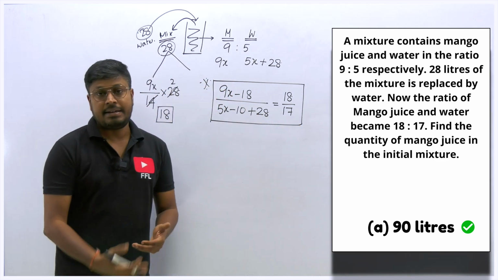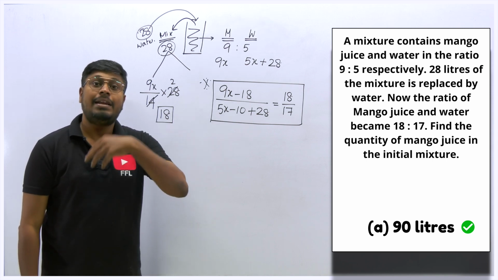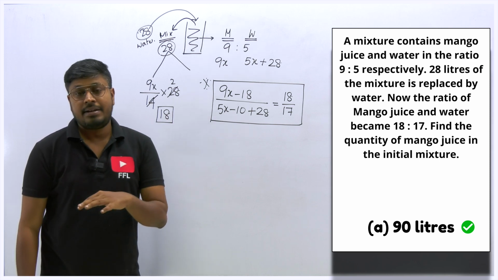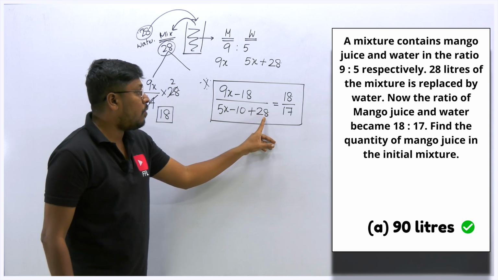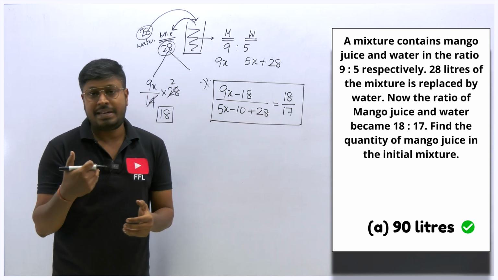They are replacing it, right? So 28 liters of the mixture has been taken out and replaced with water. That means they are taking 28 liters of the mixture out, and again they are adding 28 liters of water. So 28 liters of water is added. From the total mixture, 28 liters has been taken out.